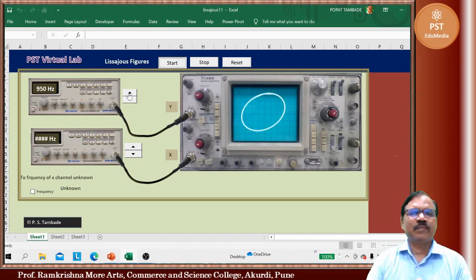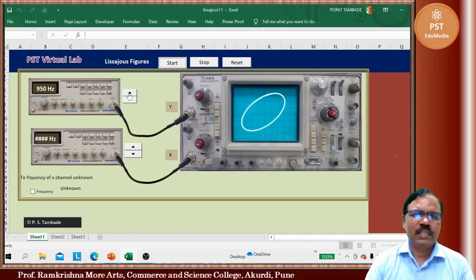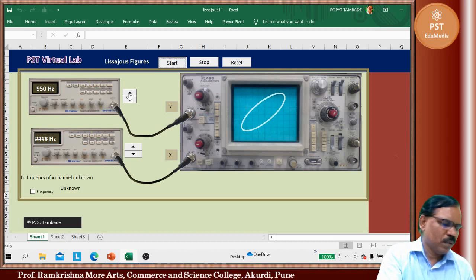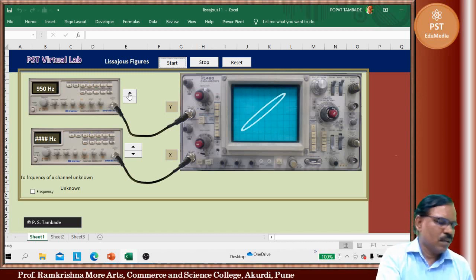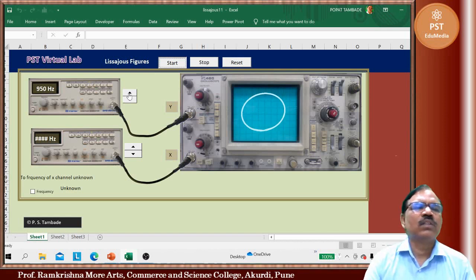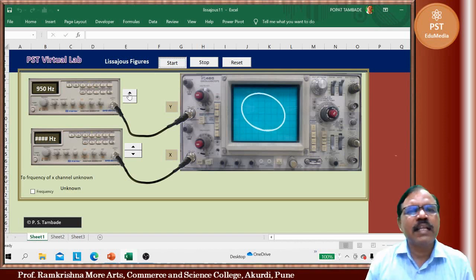So see here, I got a circle. F2 I know, that is 900. The Lissajous figure is a circle, so the frequency ratio F1 to F2 is 1:1. So F1 is what? 900. Whatever the frequency of that signal along the x-axis, it is 900.